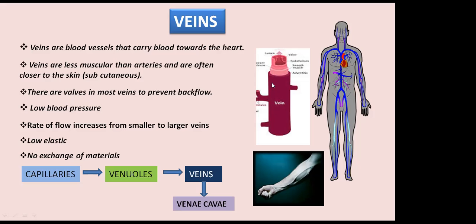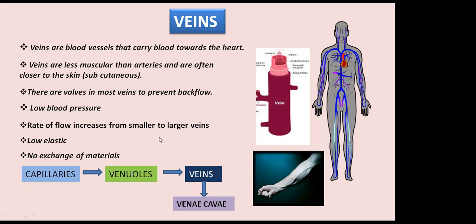And blood pressure is also very low. What is the reason why blood pressure is low? It means the presence of fewer smooth muscles, and blood in veins is not pumped by the heart. They are the receiving blood vessels which receive blood from the capillaries. As the capillaries have very low pressure, the same thing happens in the veins and venules. So blood pressure in the veins is very low.